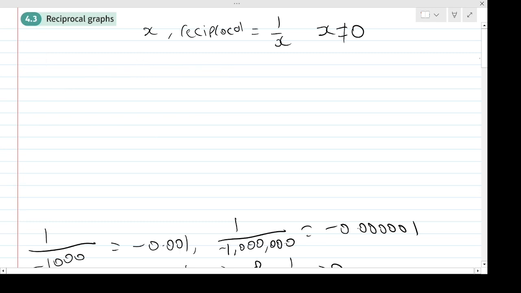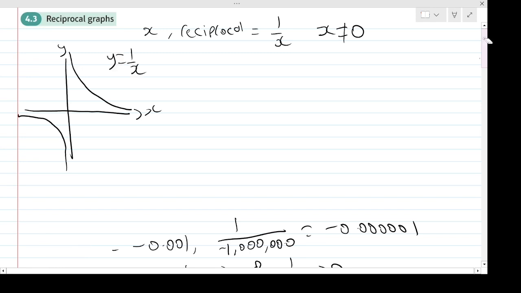Overall, our graph, firstly, 1 over x, with all this in mind. When it's positive x, 1 over x goes from infinity when it's close to 0, then it's going to go to 0 when x goes to positive infinity. On the flip side, 1 over x is negative when x is negative, so it's going to go from negative infinity to 0 again. So that's y is 1 over x.